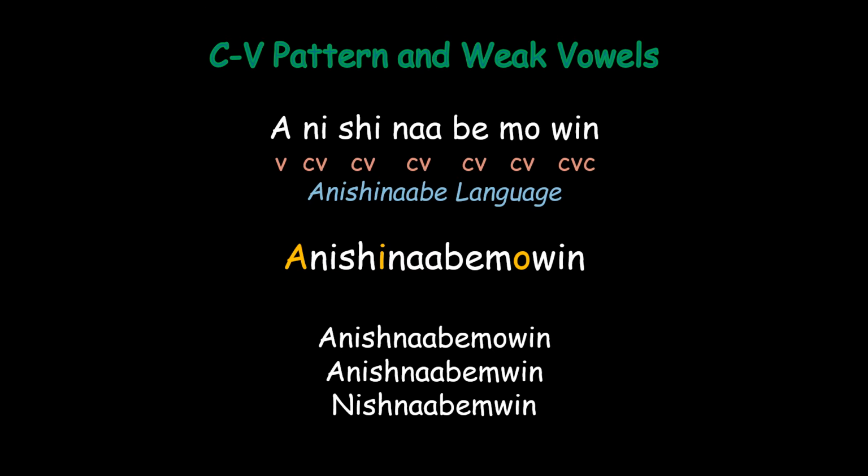Anishinaabemowin, where the i, noted in yellow, is dropped. Anishinaabemowin. In the second version, the o and the i are both not pronounced. Anishinaabemowin. And in the third version, none of those 3 vowels are pronounced. Nishinaabemowin.